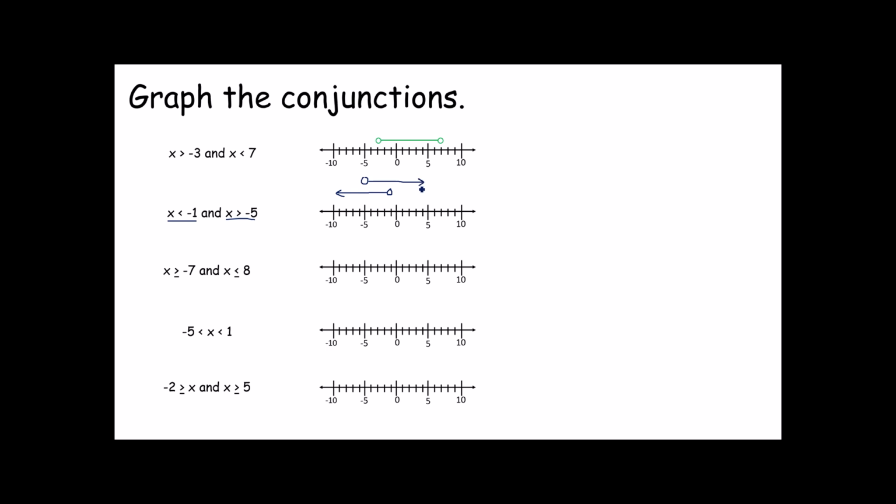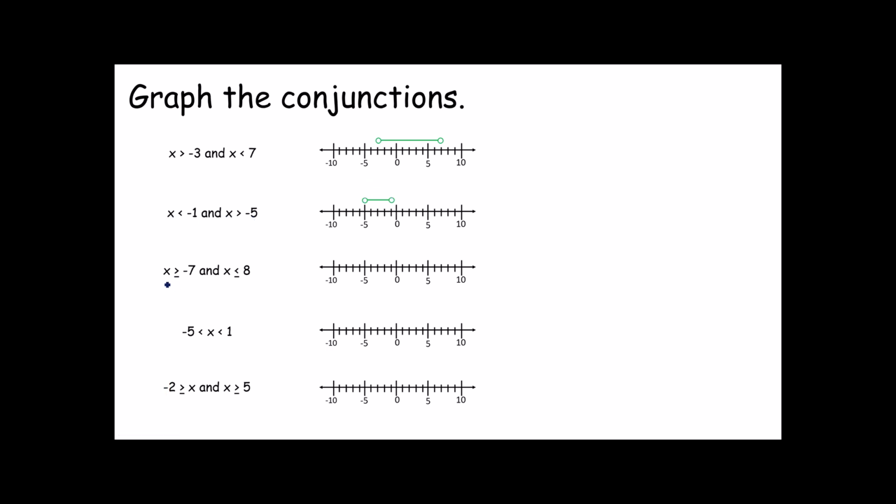We're looking for the values that make both those statements true, or the overlap. That's the section in between here and here. Notice I have those values. Let's go through and erase that ink as well.